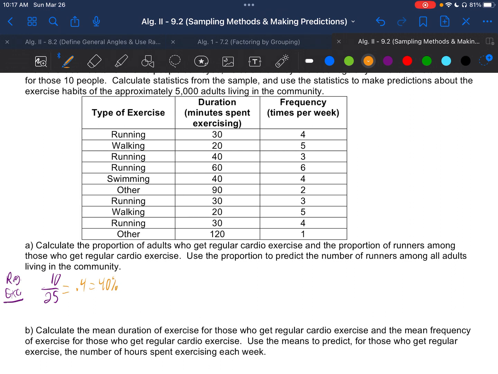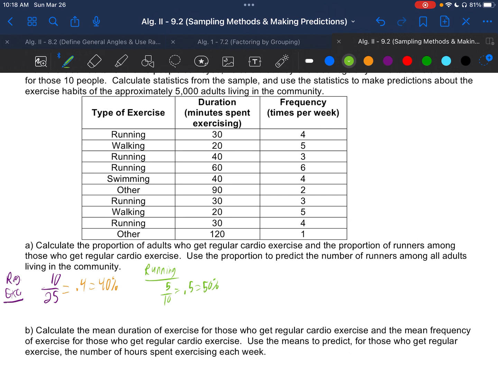So then we're supposed to say, okay, now out of those, how many would prefer running? So out of the 10 we have on the table, how many prefer running specifically? Out of the 10, we have 1, 2, 3, 4, 5 of them prefer running. So that would be 1/2, aka 0.5, or 50% prefer to run of those that exercise regularly.